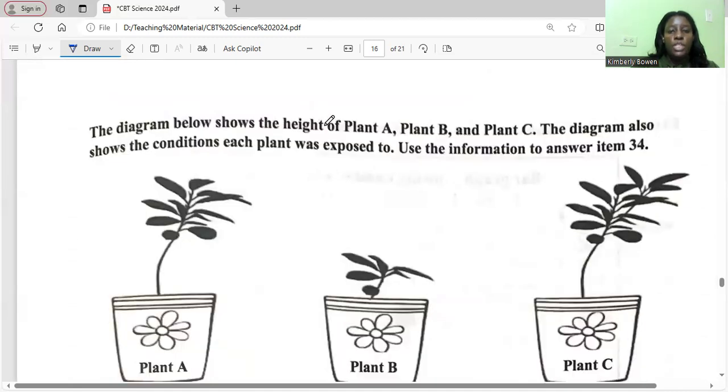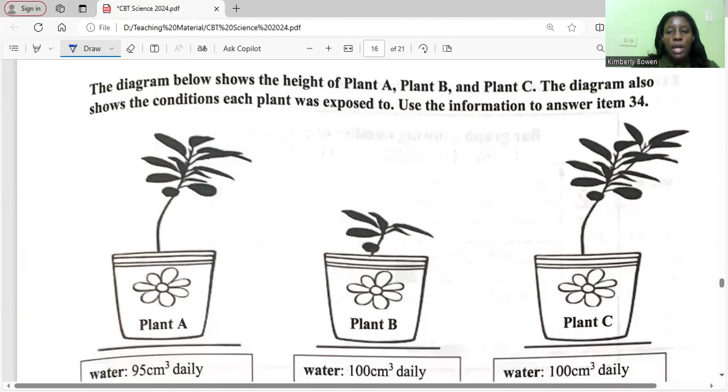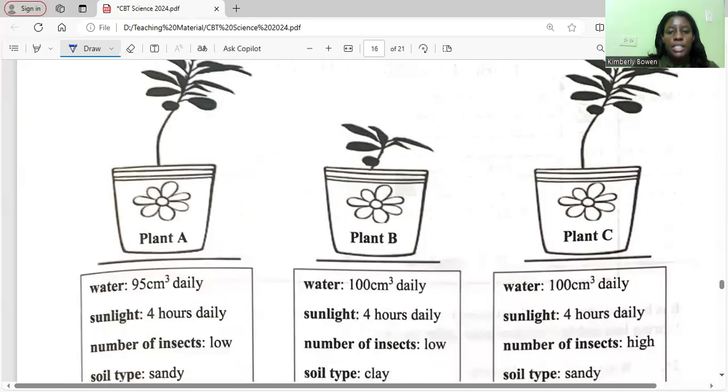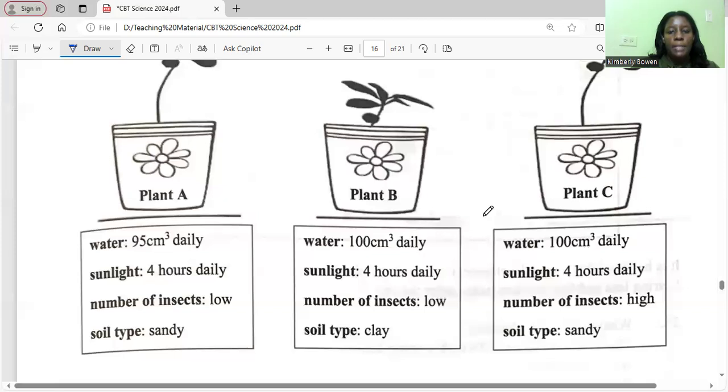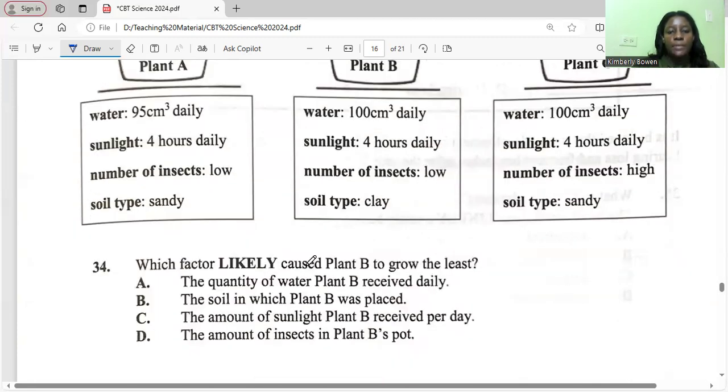The diagram below shows the height of plant A, B, and C. In the diagram also, the conditions each plant is exposed to is shown. We're going to use that information to answer item 34. Plant A, plant B, plant C. Water, sunlight, number of insects, and soil type is being observed here. And it says which factor is likely causing plant B to grow the least. Let's look at it.